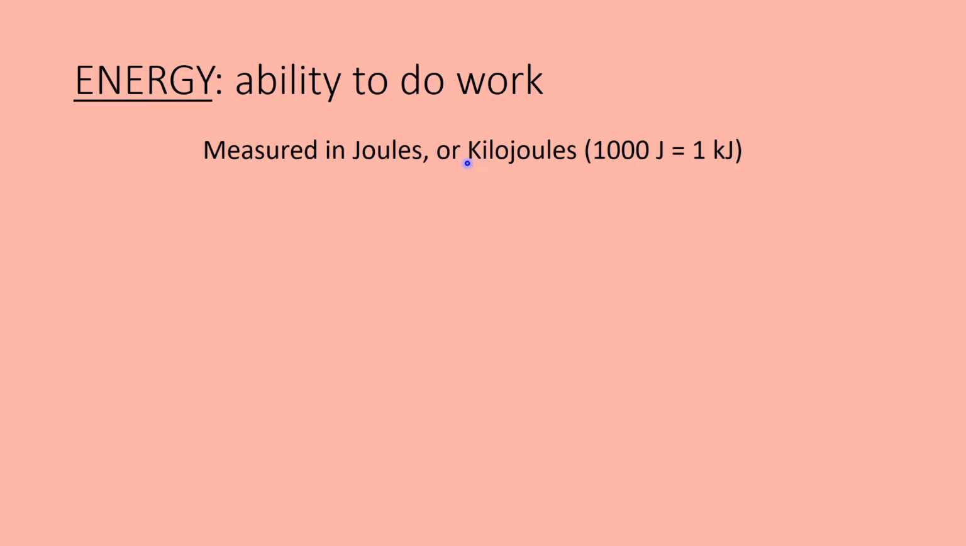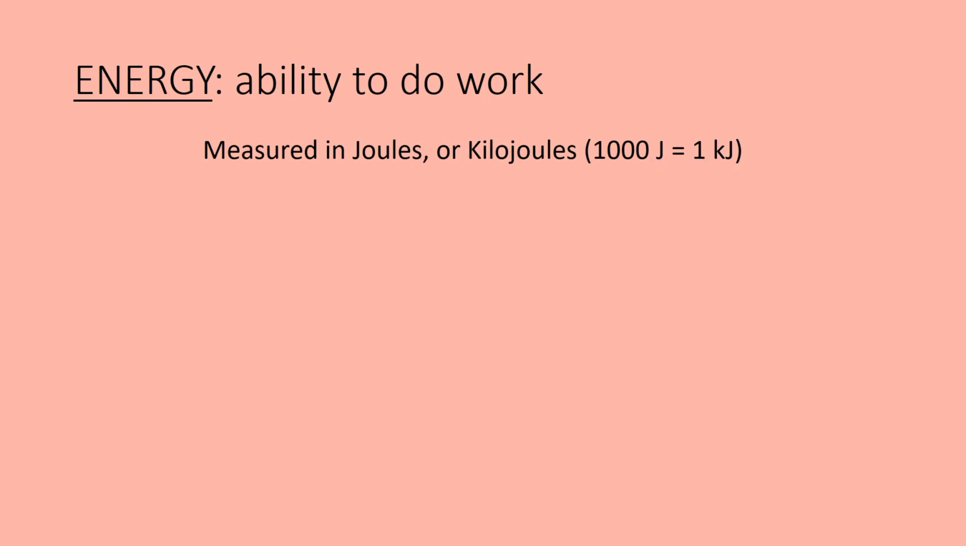In last class, we talked about effective collisions. One of the criteria to make a collision effective is to have enough energy. You'll study this in physics next year in more detail, but for now it's enough to know that energy is the ability to do work. And the SI unit of energy is the joule, and very often in chemistry you'll see it measured as kilojoules, with the prefix kilo meaning 1,000. 1,000 joules is 1 kilojoule.